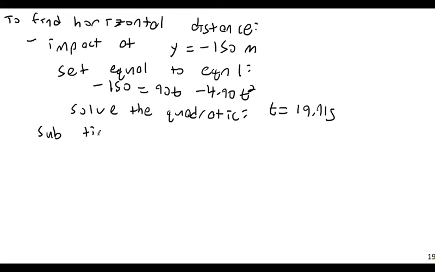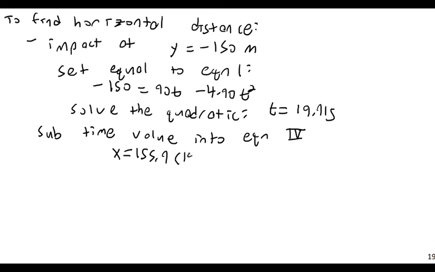And if I sub this time value into equation 4, I don't know why I'm using Roman numerals for this, probably not as convenient as it could be, and I will get that x is equal to 155.9 times 19.91 seconds. That's a long time for a projectile to be in the air. Is equal to 3,100 meters.